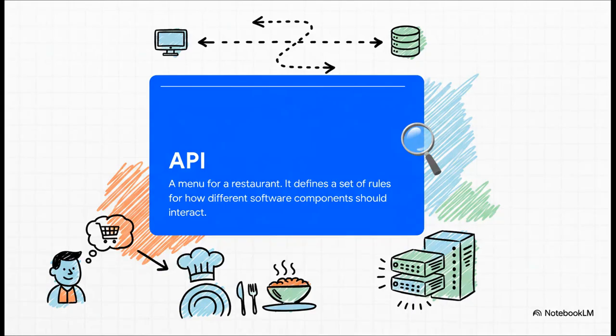Now, the language these servers use to understand and process our request is defined by an API, an application programming interface. It's kind of like a restaurant menu. It tells you, the user, exactly what you can order, like get product details or create a new order, and what information you need to provide. It's the contract that lets all these different parts of the system talk to each other smoothly.